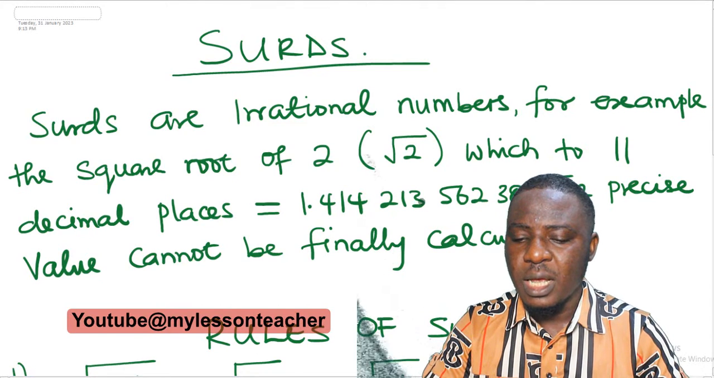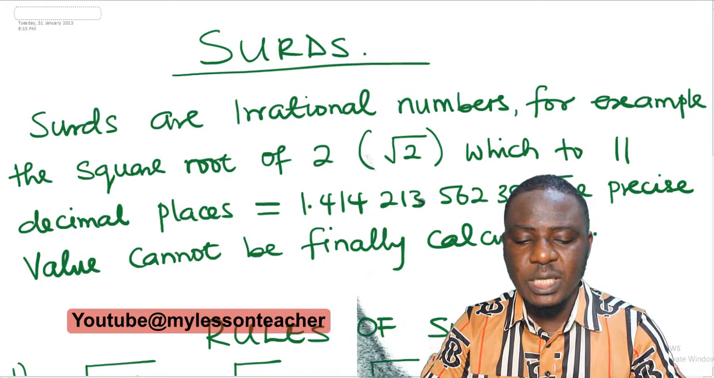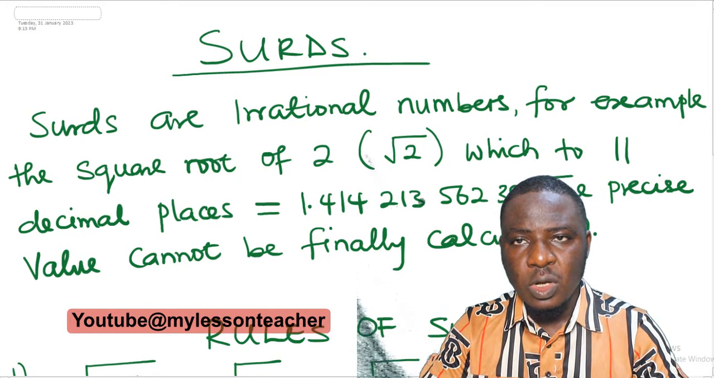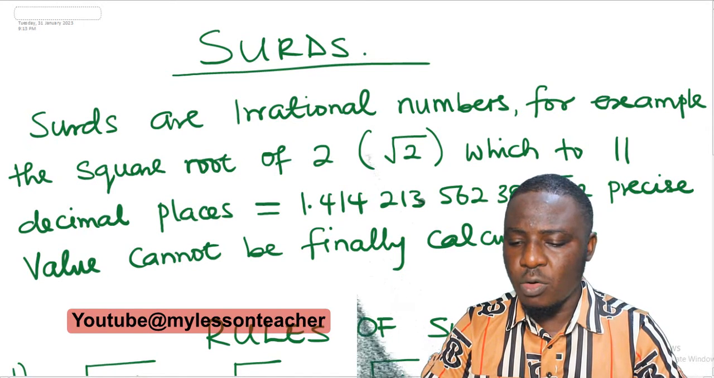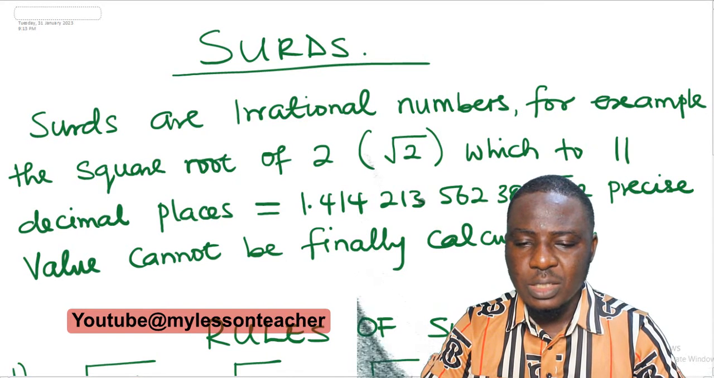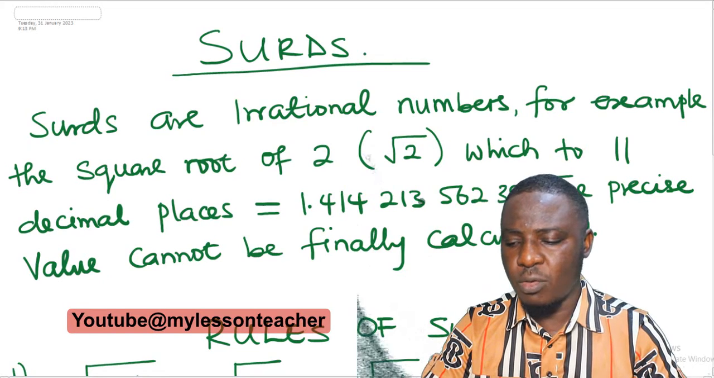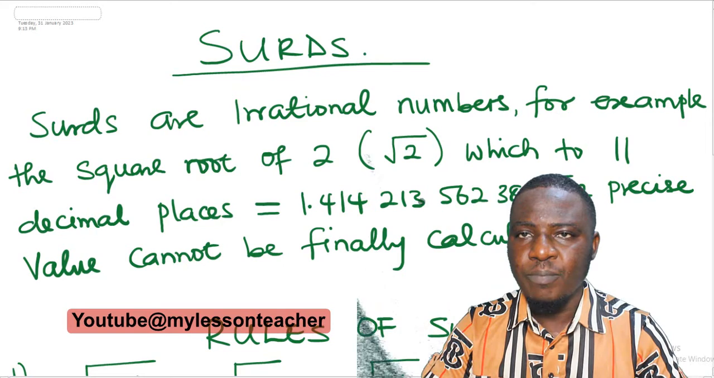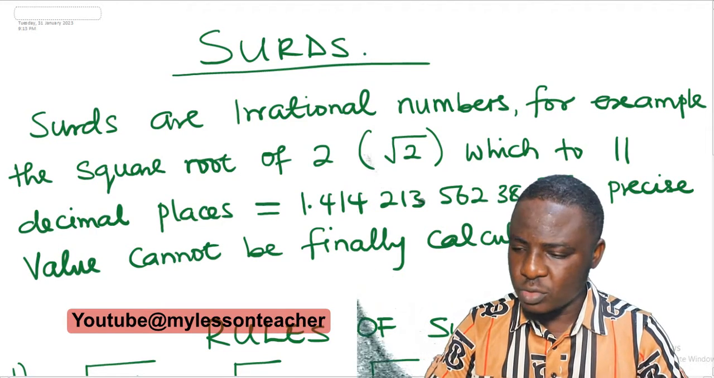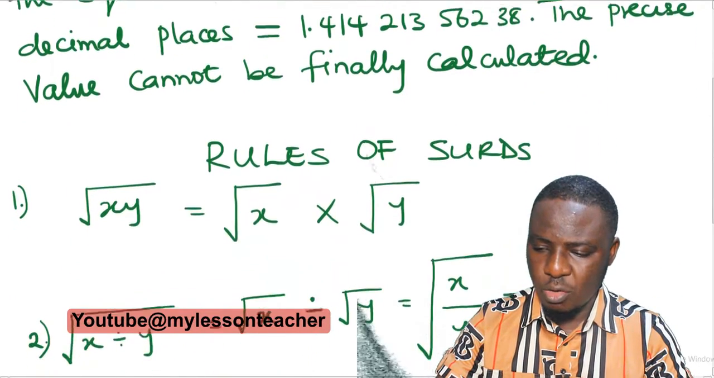1.41421356238. These are said to be irrational numbers because even when expressed in decimals, they have no end and they have no recurring decimals, unlike rational numbers. So we refer to them as irrational numbers, and surds are examples of irrational numbers. The precise value cannot be finally calculated. They are just approximate values.